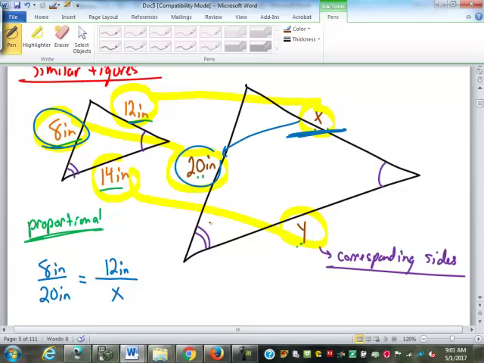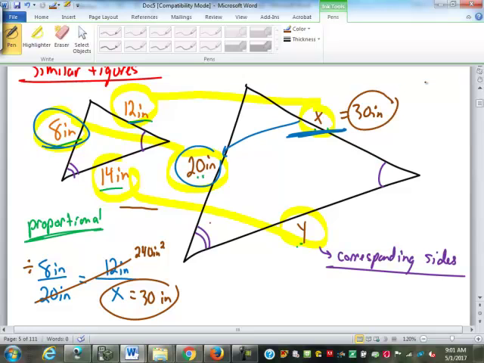I don't necessarily have to have the inches in here, but I did it just for consistency. So 20 times 12 is 240. 20 inches times 12 inches, 240 inches squared. Divided by 8 inches. Well, 240 divided by 8 is 30. Square inches divided by inches is just inches. So x is 30 inches.